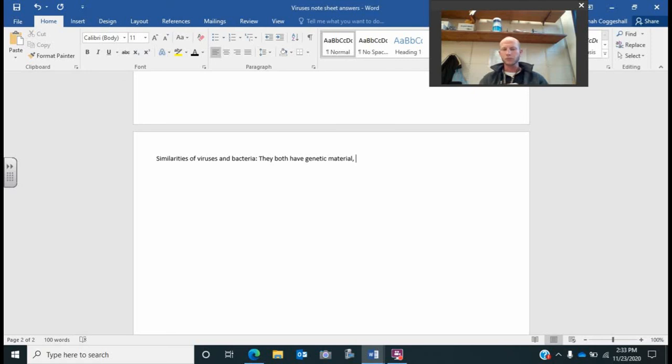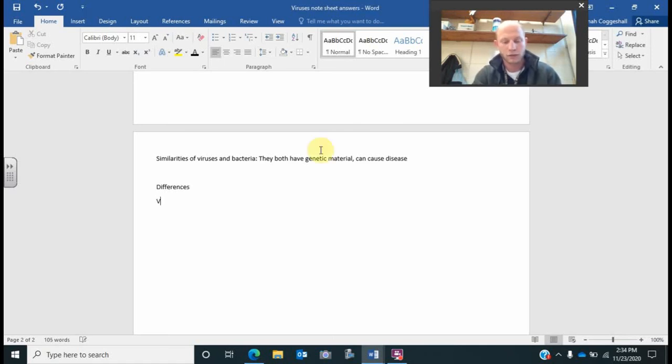So very important. And then both can cause disease. Not all bacteria are disease causing, not all viruses are disease causing, but they both can cause disease. Okay. Differences.